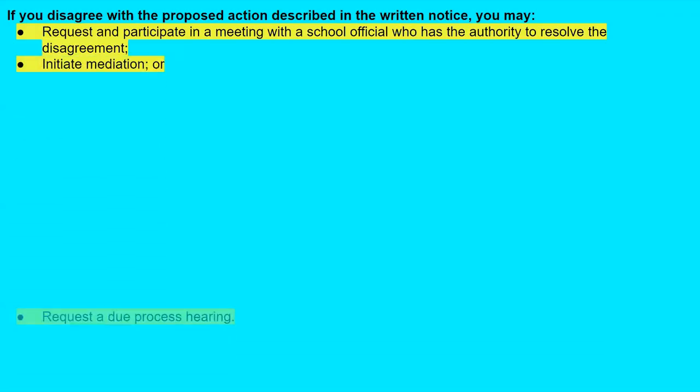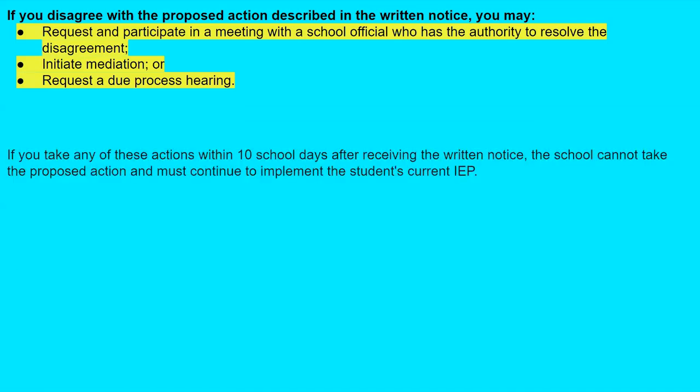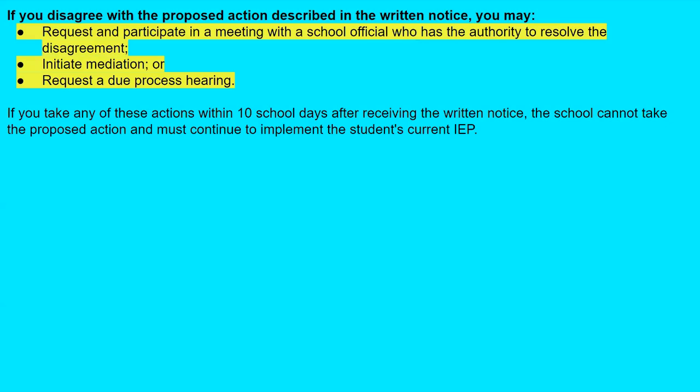Now, as I said, if you disagree with the proposed actions, you can take one of these three steps. And typically, you always want to start with requesting a meeting with a school official before you enter mediation. And due process is probably the last resort. And typically, schools don't like due process hearings, so these steps don't really get past mediation, but sometimes they do. If you take any of these actions within 10 school days after receiving the written notice, the school cannot take the proposed action and must continue implementing the student's current IEP. That means that if you disagree with the way the IEP is written or any kind of services that are being provided, the school cannot start giving those services or implement the IEP until you give your written consent.